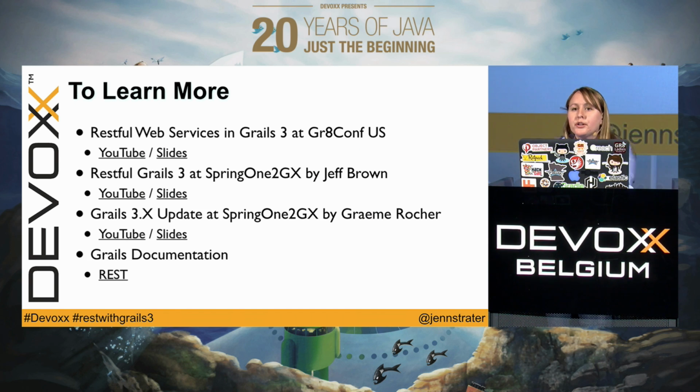So this is a very brief overview, just the 30-minute talk, but I did give a more extended talk at GR8Conf US, and I was able to look through recently the talks from Spring One 2GX. Jeff did a really good talk that went into a lot of detail on how and why a lot of this works. And all of the new things that were coming are in Graeme's talk on the 3.x updates. It's also important to have, so I did put the documentation link in there as well.